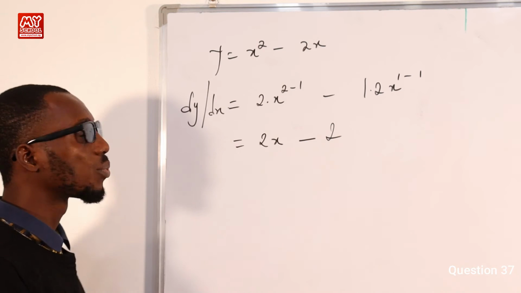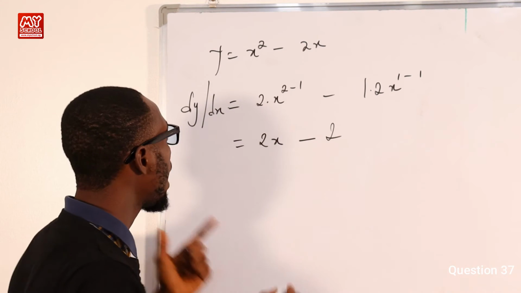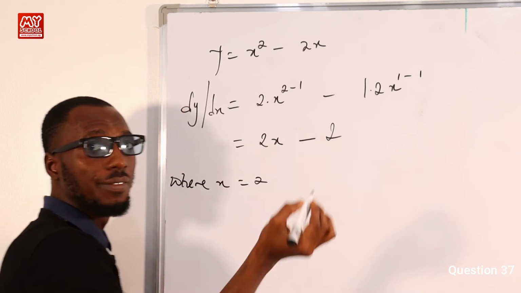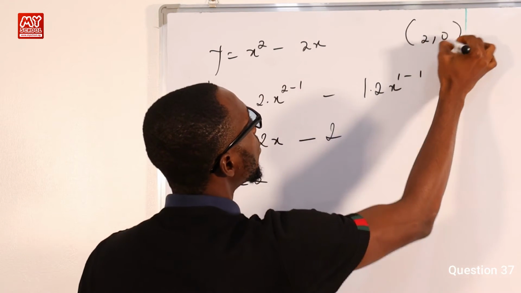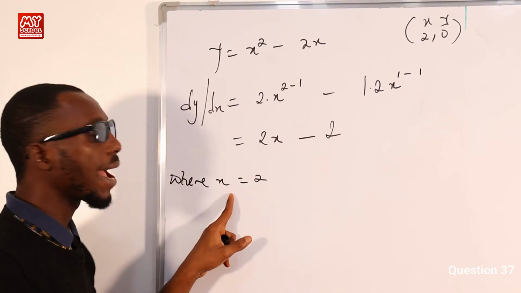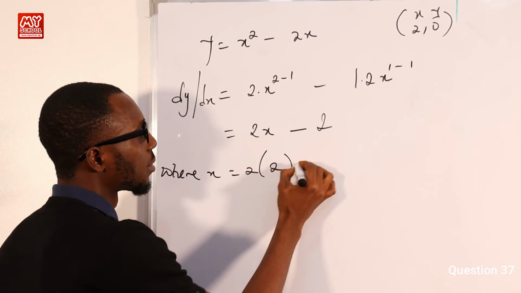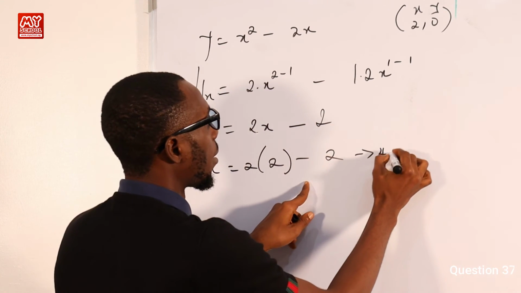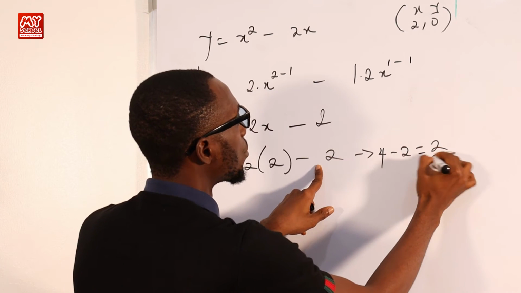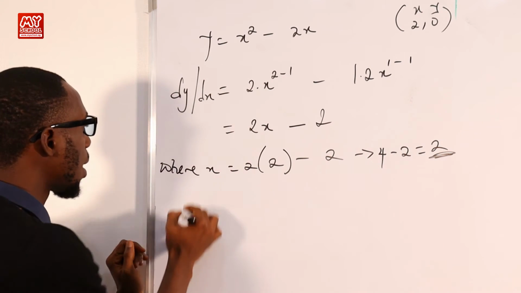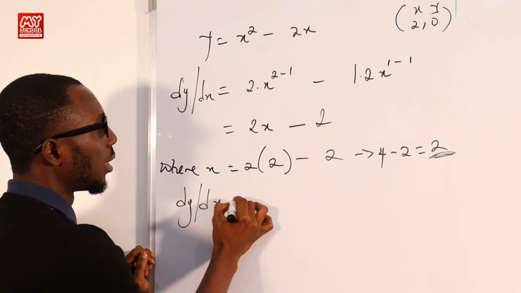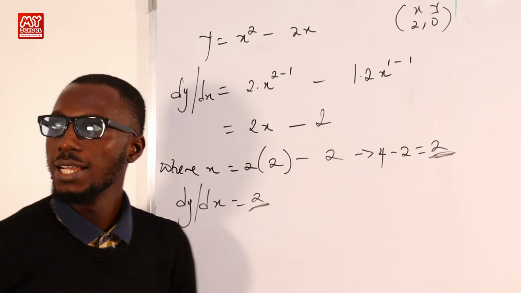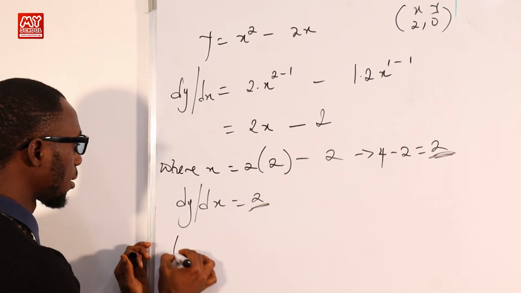At that point, from the question we are given the point (2, 0). This is x, this is y. So where x is 2, we'll just have 2 times 2, that is 4, minus this 2, that gives you 2. So that means our dy/dx equals 2. Very well. So let's now find the equation of the tangent.